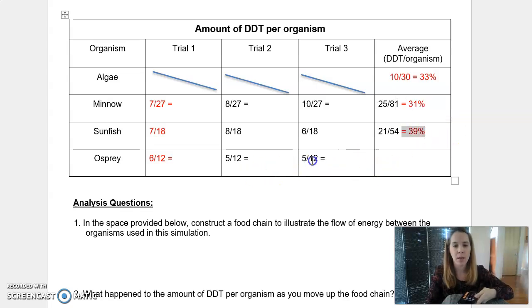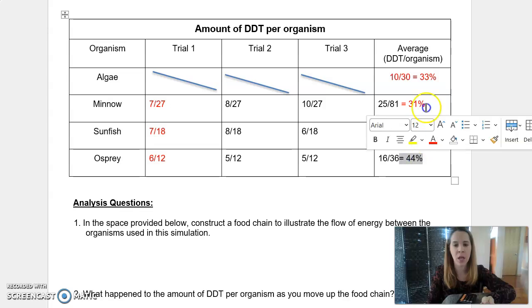Okay. And then over here, I'm going to get rid of all of these. You can add the decimal, the percentage, fraction, whatever you want to do. So 6 plus 5 plus 5, 16 divided by 36. Okay. 44%. DDT. You can see how it goes up.